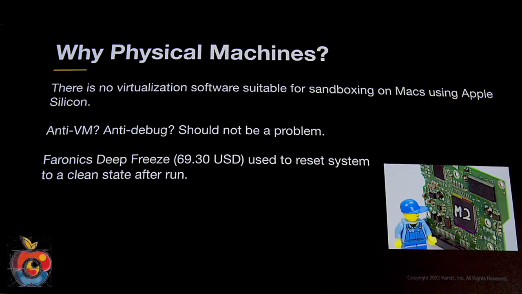So why physical machines? As we've all noticed, there's a lot of trouble with virtualization right now with M1 processors or Apple Silicon. A lot of anti-VM and anti-debug logic can be avoided just by using a physical machine, so we're hoping that becomes less of a problem with this. And additionally, Faronics Deep Freeze is the paid program that we just use to reset the system to a clean state after each run.